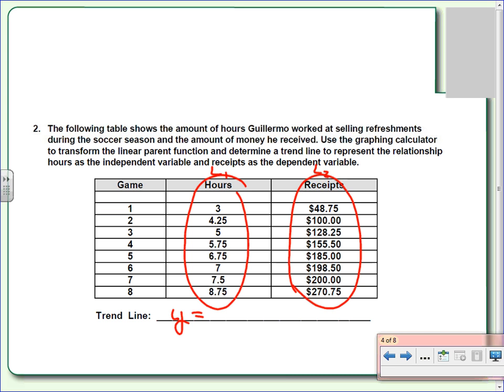Can I say it? No, not yet. I'll let you say it in a minute. Everybody get a chance to put in the numbers.